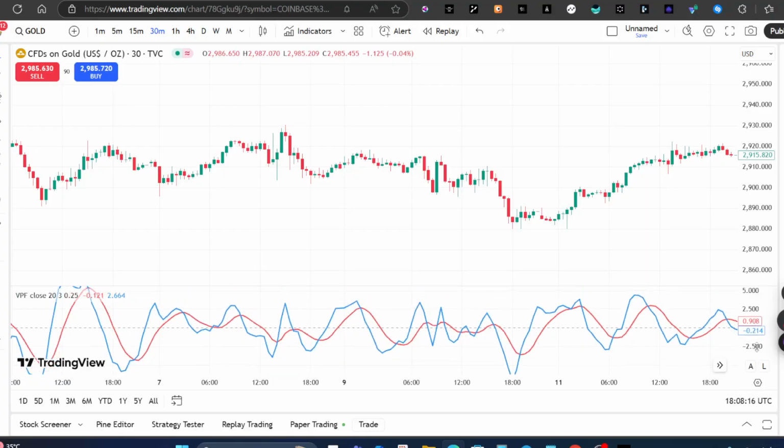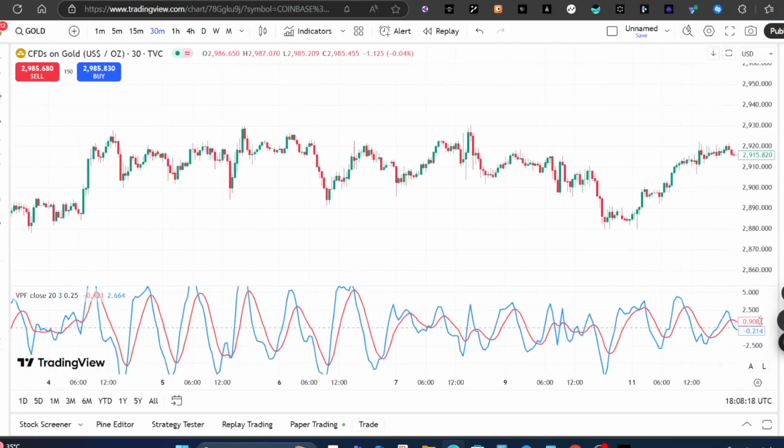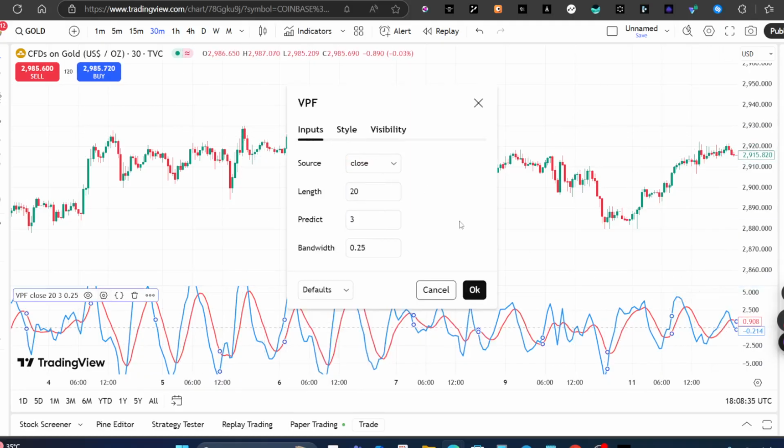And then this indicator bar actually shows the exact point where each of the indicator lines is. So currently you can see that the orange is at 0.908, and the blue is at minus 0.214. Now if we come to the parameters, come to the inputs, you will see that you can actually modify this. If you have a specific pattern in mind, you can modify the indicator settings to suit your own trading style.